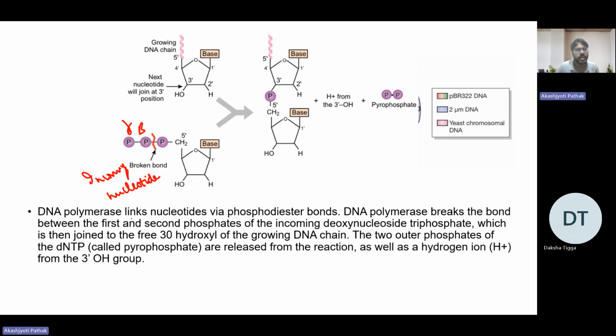The DNA polymerase links nucleotides via phosphodiester bonds. It breaks the bond between the first and second phosphates of the incoming deoxynucleoside triphosphate. This is your first and this is your second phosphate. This gets broken and is then joined to the free 3' hydroxyl of the growing DNA chain. The free 3' hydroxyl end of the growing DNA chain is joined to the phosphate group, and the outer two phosphates are released as well as a hydrogen ion. This is how the polymerization reaction takes place.